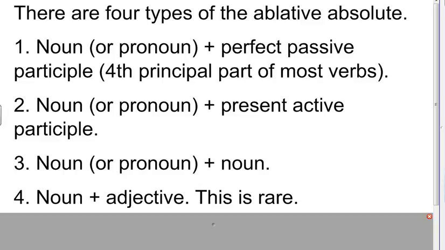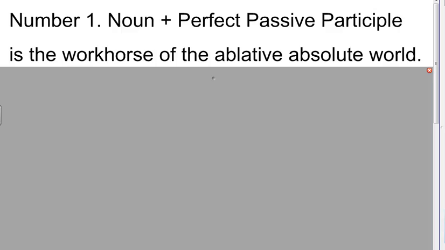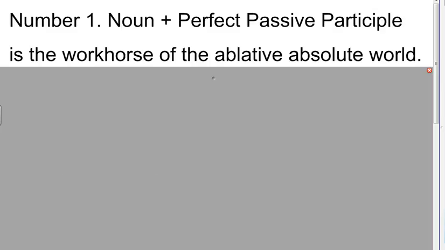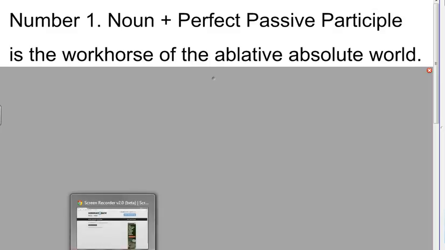The key thing that I want you to remember is that both words in these four pairs will be in the ablative case. And that is the key determinant that you are looking at an ablative absolute. Both words in the ablative case. I just want to reiterate that number one, the combination of a noun or pronoun and the perfect passive participle is the workhorse of the ablative absolute world.